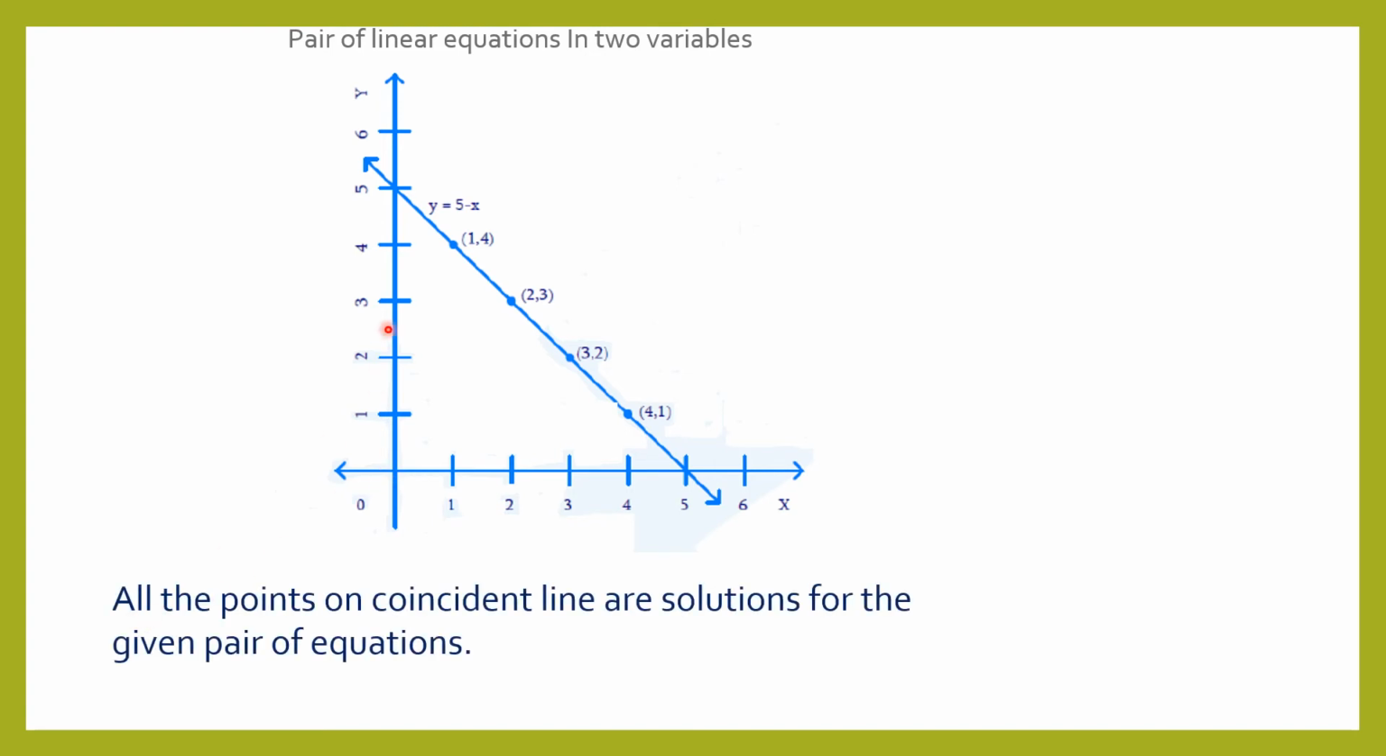Now the condition: all the points on the coincident line are solutions for the given pair of equations. All the points on the coincident line are solutions for the given pair of equations, which means these two lines coincide with each other, so the given equations are coincident lines. Okay, clear? Now we are going to another question.